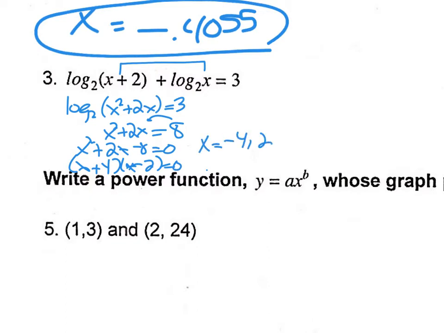Now, the directions up top said check for extraneous solutions. Negative 4 would make that log become negative, so negative 4 can't work. I'm plugging 2 in there. 2 looks good, so 2 is fine.